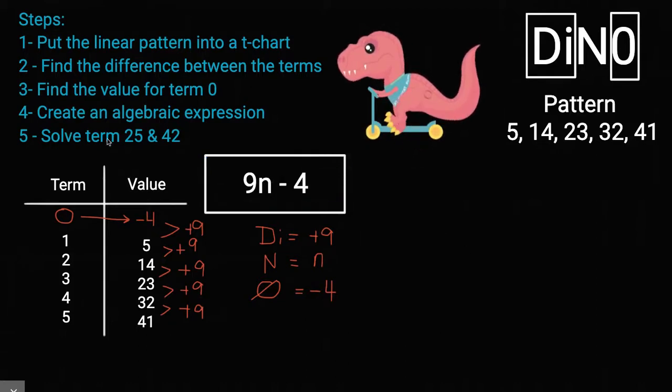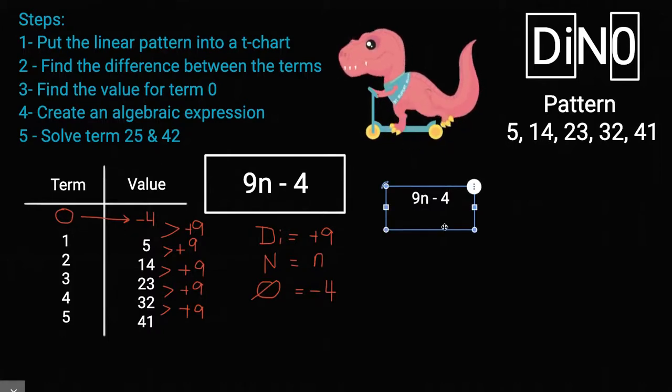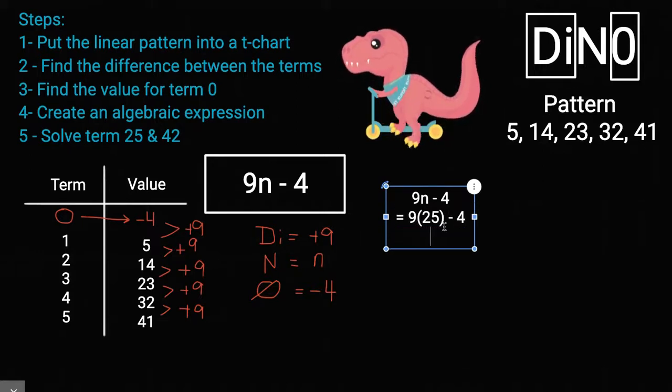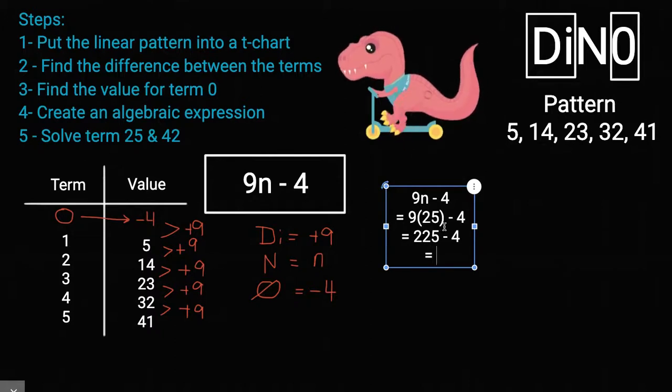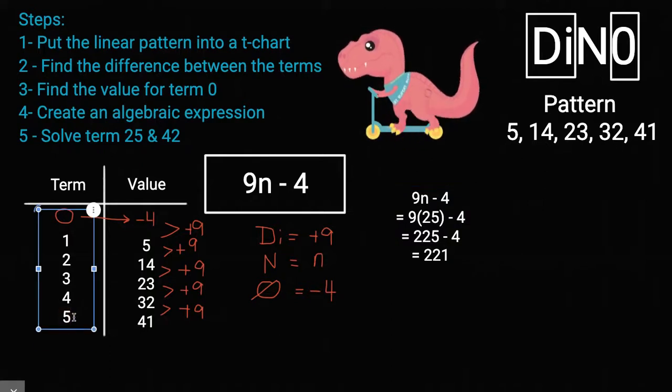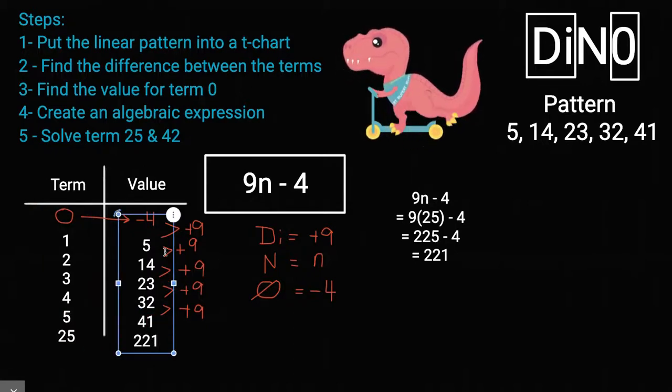Now I'm solving for term 25 and 42. So 9n minus 4 is the expression I'm using. What I want to do is replace my variable with the term I'm looking for. So that means 9 times 25 minus 4. 9 times 25 is 225 minus 4. And so my final answer is 221. And what that means is that when my term is 25, my value is 221.